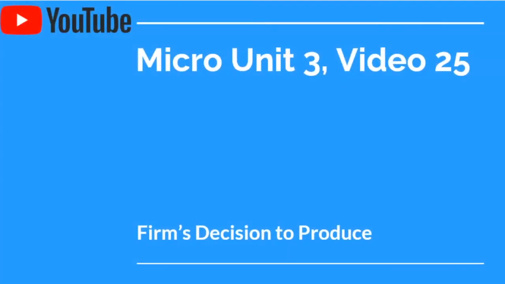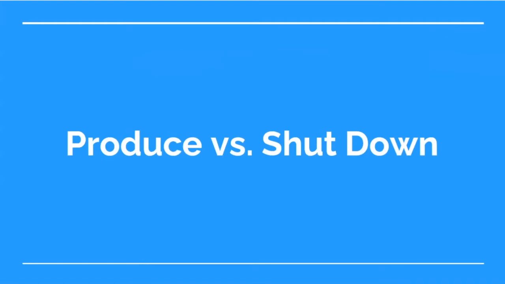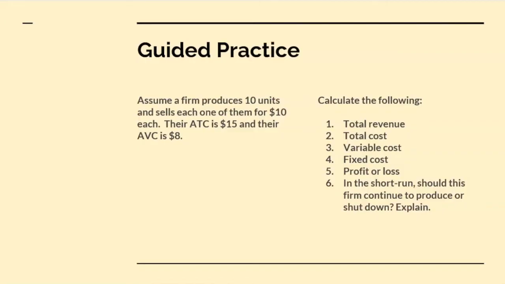All right, so the firm's decision to produce. And so where we're going to start is the decision to whether to continue to produce or to shut down. And to help us with this, there's a couple of guided practices here. There's two. So I just want you guys to pause the video, try to figure out yourselves, and then we'll go over it together. All right, so let's go over it.